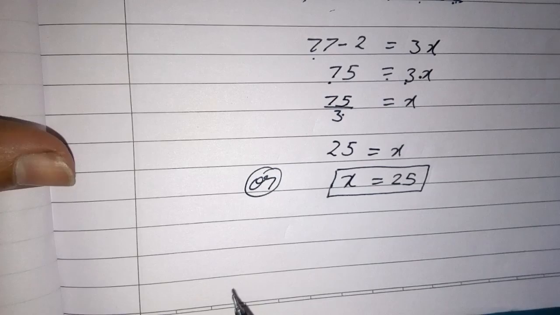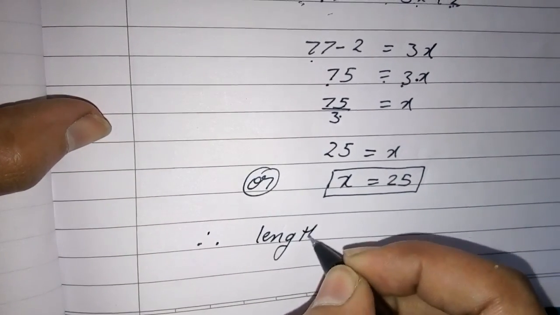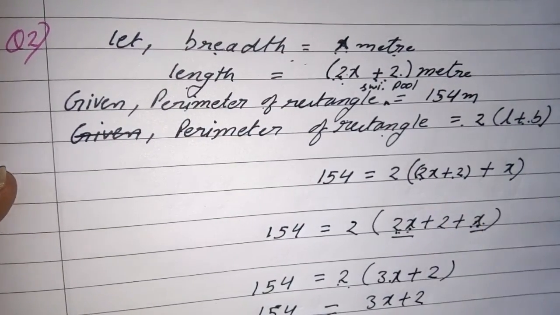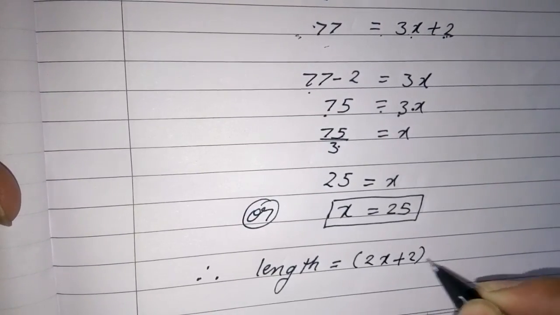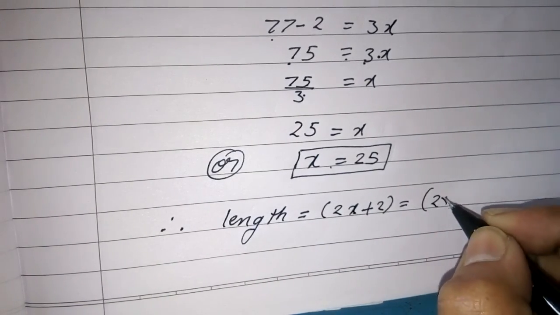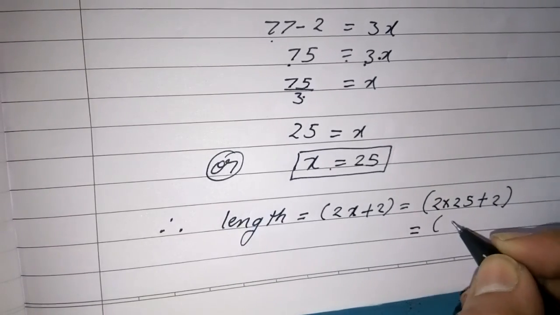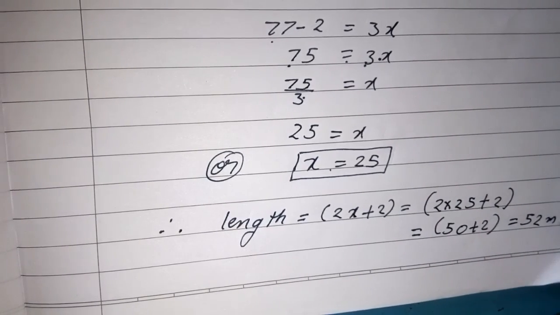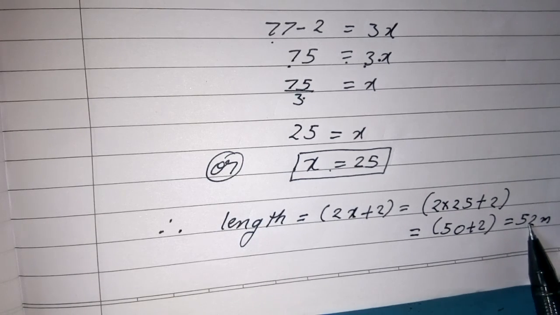Now we'll find the length. Therefore length is 2x plus 2. So in place of x we will put the value of x, which is 25. So 2 into 25 plus 2. 2 into 25, 50 plus 2, 52 meter. Okay, so the required length of the given rectangular pool is 52 meter.